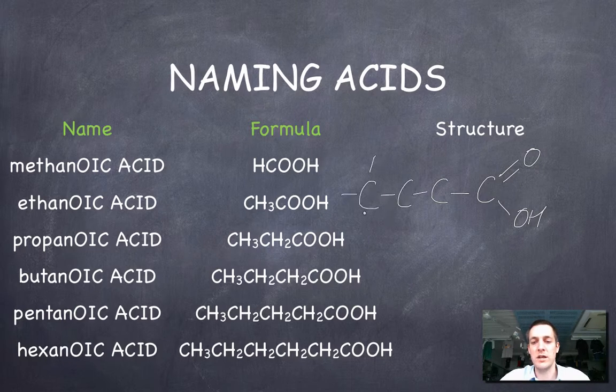Okay, so I've drawn here 4 carbons in my chain. We do include this one when we're naming it. So this is butan, because it's 4 carbons. Oic acid, so all the carboxylic acids end in oic acid. Okay, and I'm not going to draw many of them out because we should be quite used to just extending chains by now.